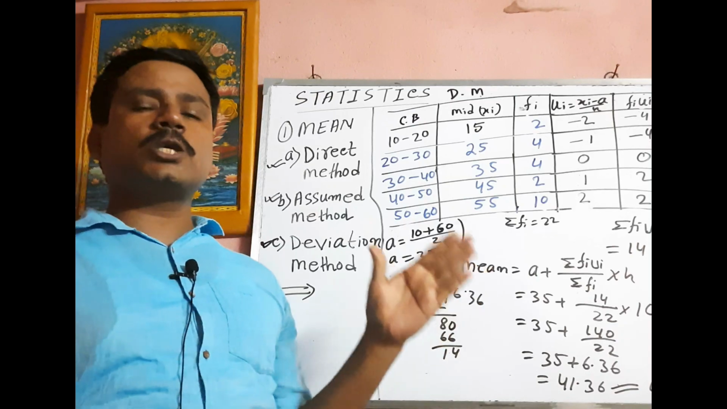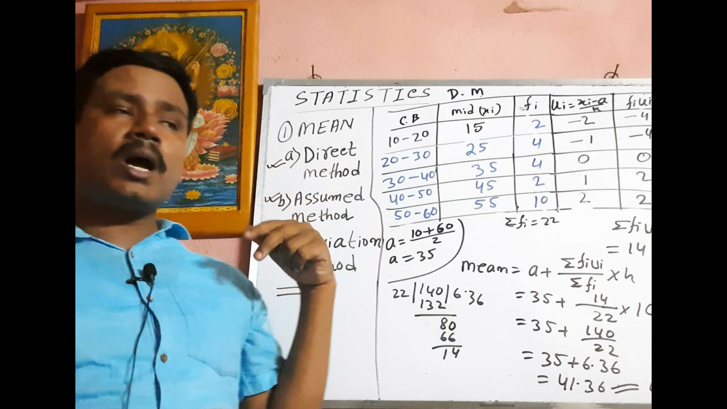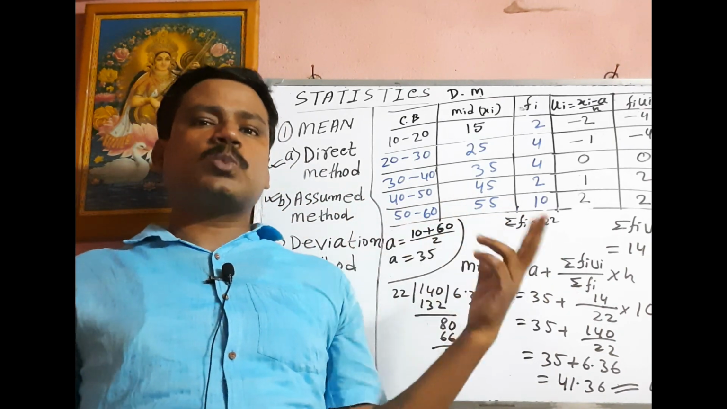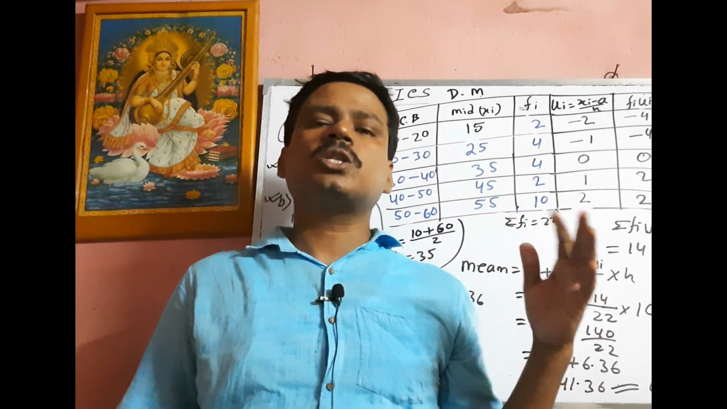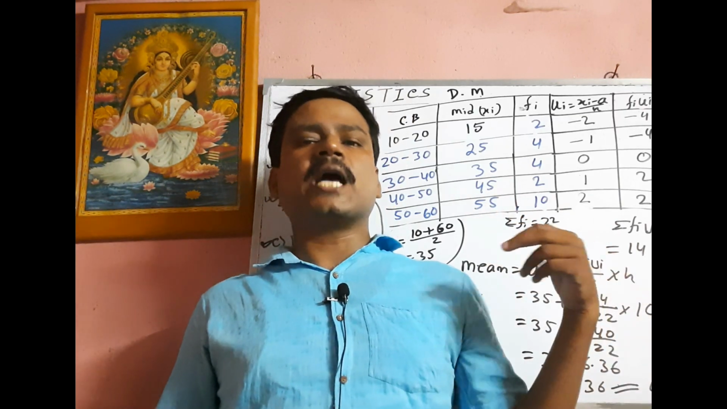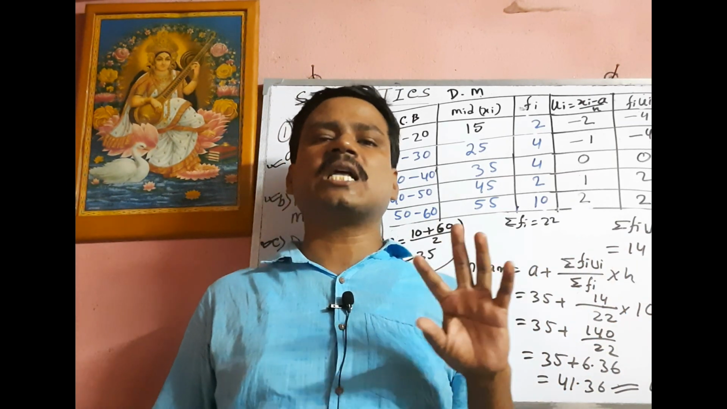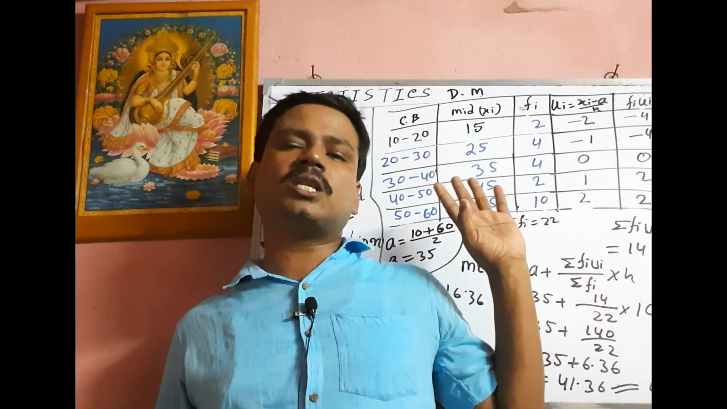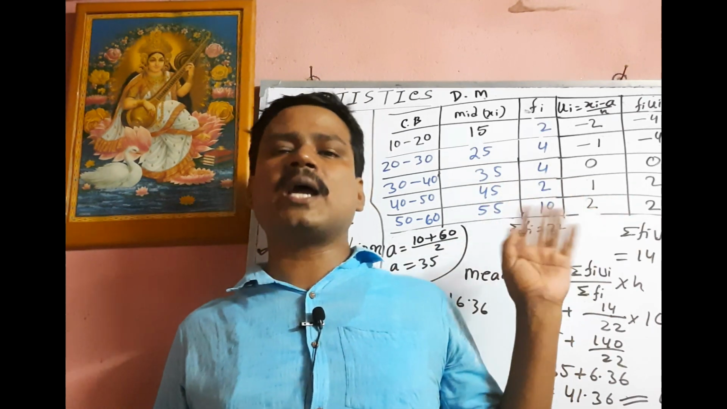So today we are discussing only the mean in the chapter of statistics. There are another two parts: these are median and mode. In the next part we will discuss median and mode. I hope the three methods given, that is the direct method, the assumed mean method and the deviation method, will help you to understand this part, the mean. And when you practice, this video will help you to find the mean.